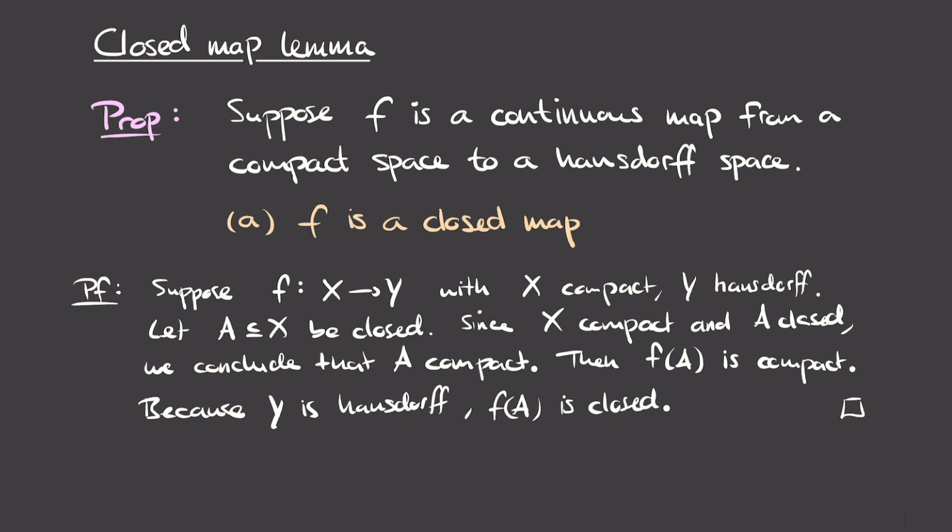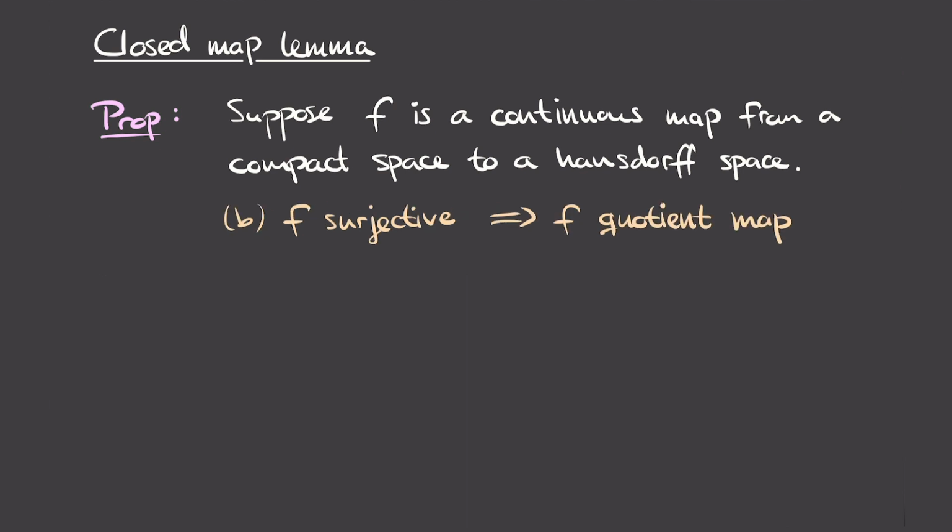Thus, in the next parts of the proposition, we'll use the fact that F is closed to show that under additional assumptions on injectivity and surjectivity, it's then one of these special types of maps. The first thing we're going to show is that under the assumptions of the closed map lemma, if f is additionally surjective, then f is in fact a quotient map.